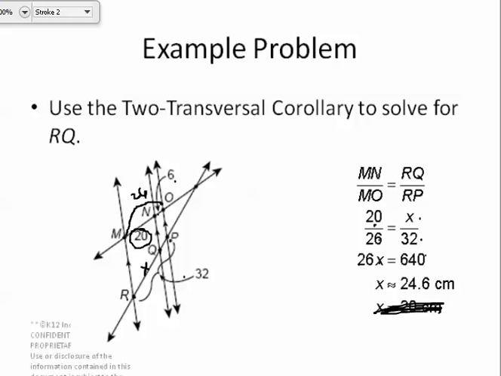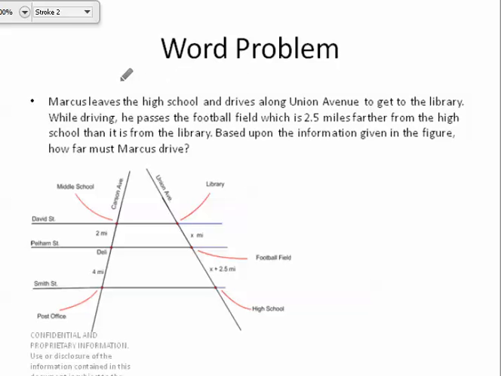Okay? Let's look at another example here. Marcus leaves the high school and drives along Union Avenue to get to the library. Where's the library? Here's the library. And where's the high school? High school's down here. So he's leaving here and he's going this way. He passes the football field, which is 2.5 miles further from the high school than it was in the library. Okay? Based upon this information in the figure, how far did Marcus drive to get to the library?